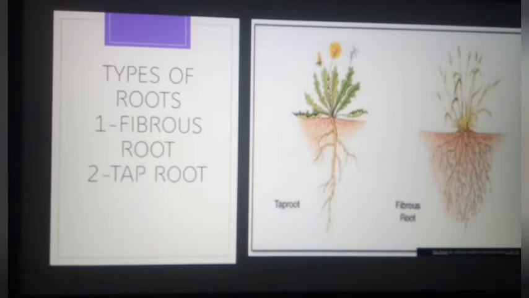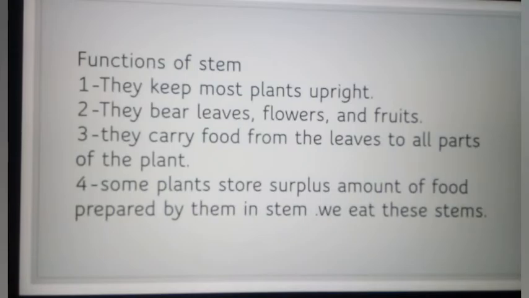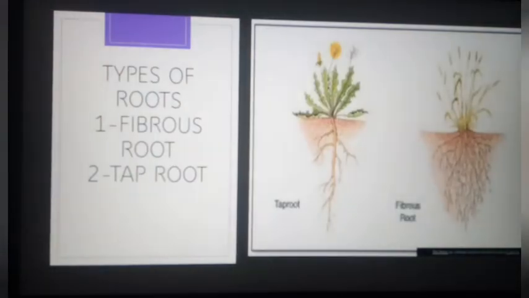So different plants have different kinds of root. If I am asking for some examples, as you can see in the picture now, the second one is fibrous root and the first one is taproot. Such a root is what? Root of carrot. And the second is fibrous root, the grass root. Grass root is fibrous.